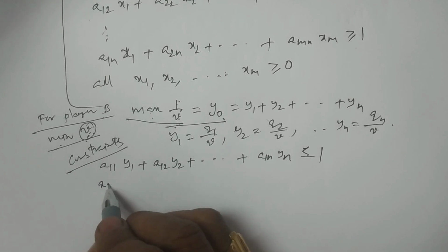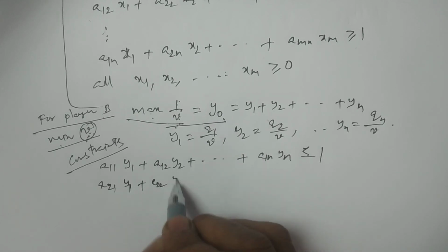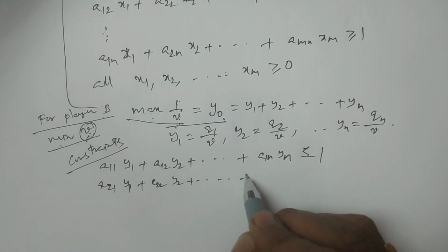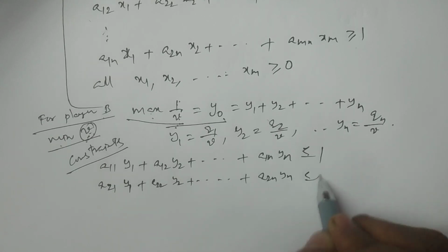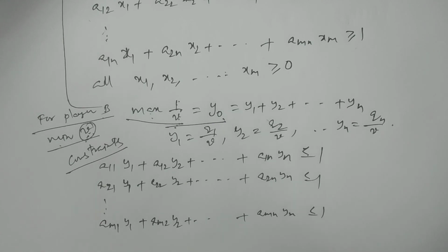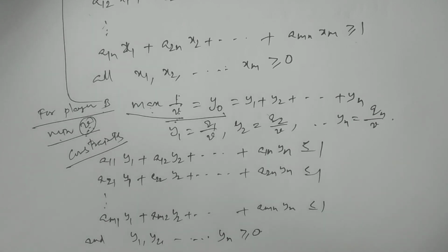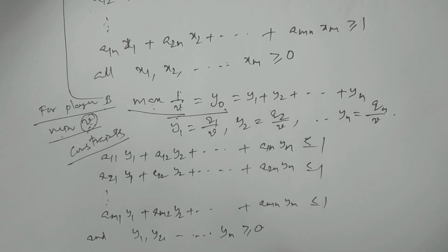And similarly a21 y1 plus a22 y2 plus and so on plus a2n yn is less than or equal to 1, and so on. The last one, am1 y1 plus am2 y2 plus and so on plus amn yn is less than or equal to 1. These are the constraints, and obviously all y1, y2 and so on yn are greater than or equal to 0.